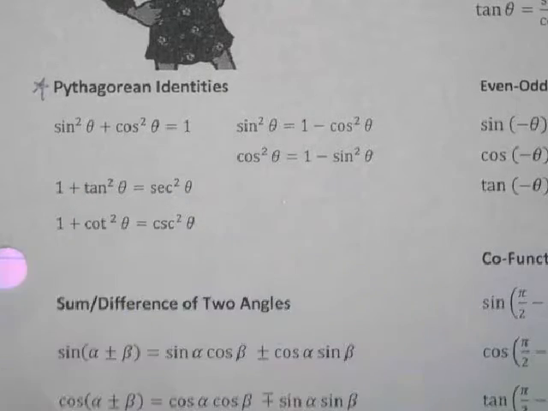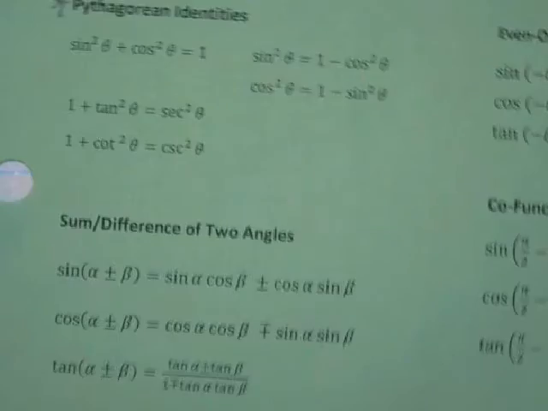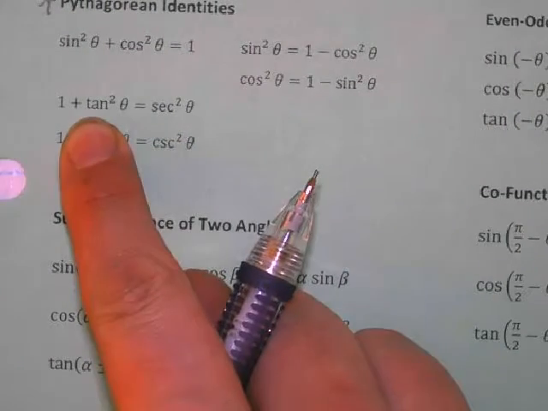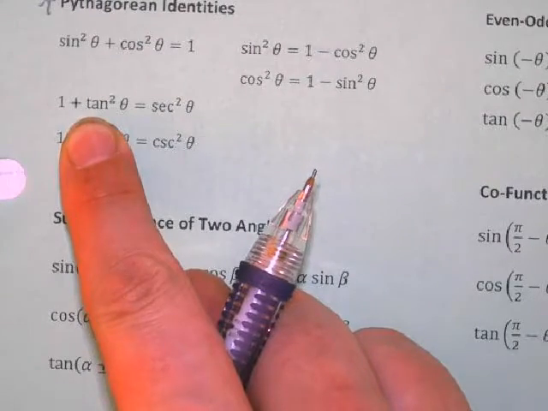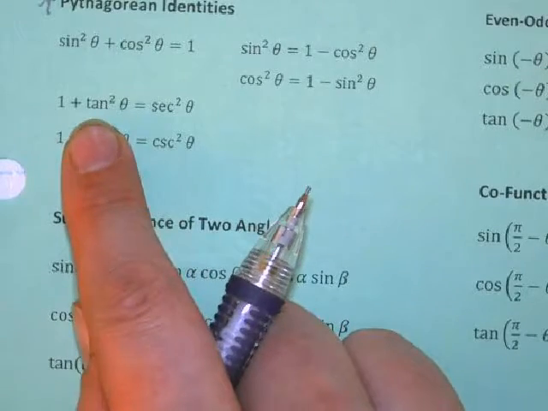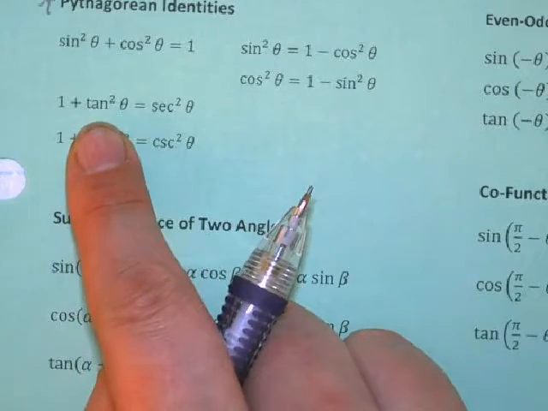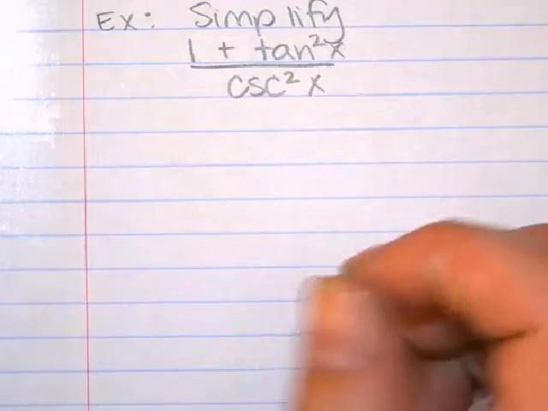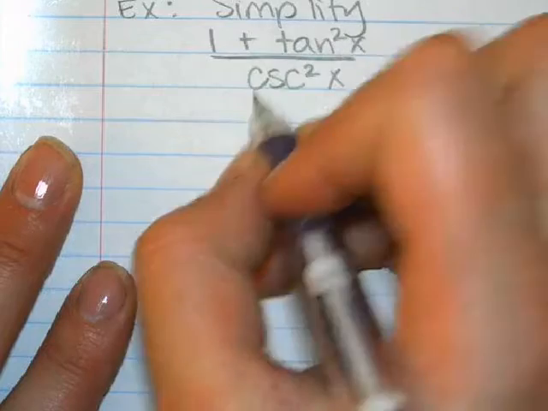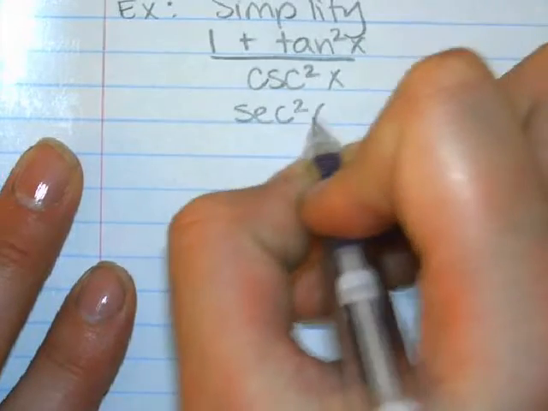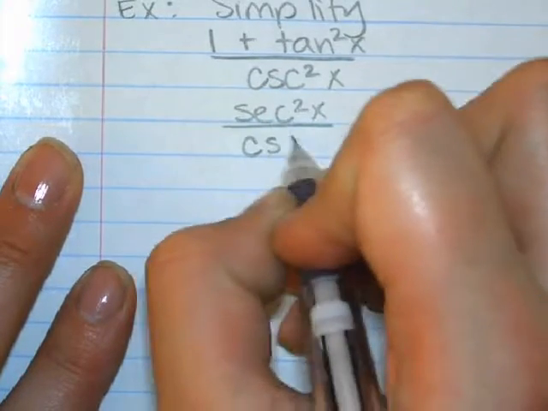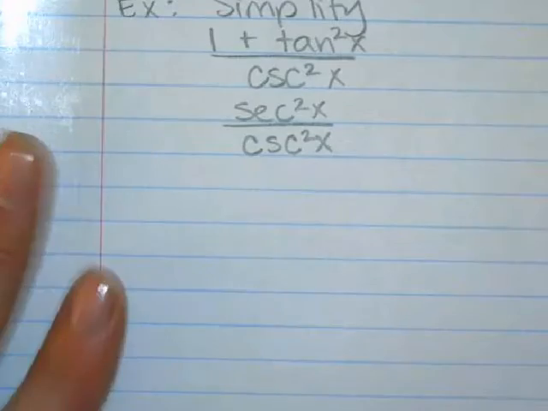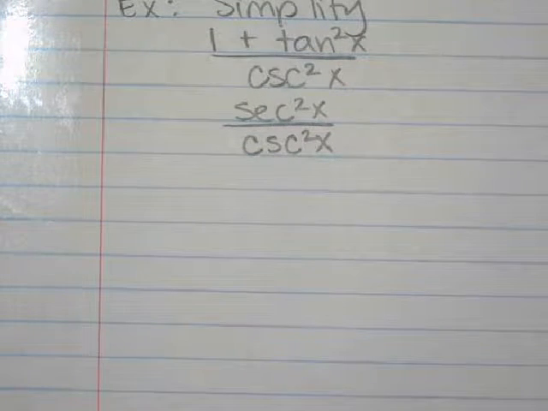Yeah, do you see? If we look at the top, it says 1 plus tan squared, right? And right here we have 1 plus tan squared. You see that? Typically we want to take something complicated and make it a little bit more simple. So I'm going to take that 1 plus tan squared and replace it with secant squared. So I have secant squared divided by cosecant squared. Okay? So I made a substitution.